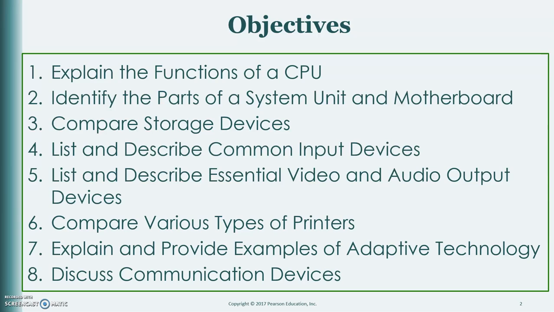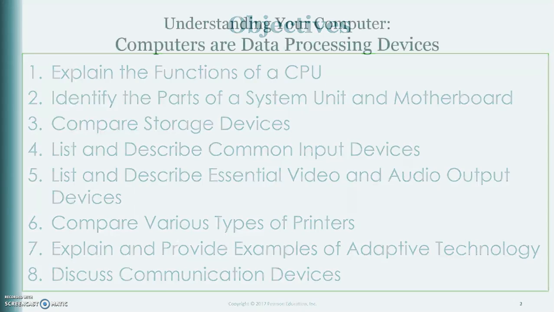So, Chapter 4 objectives include explaining the functions of a CPU, identifying the parts of a system unit and motherboard, looking at different storage devices, listing and describing common input and output devices, looking at different types of printers, explaining and providing examples of adaptive technology, and talking about important communication devices.